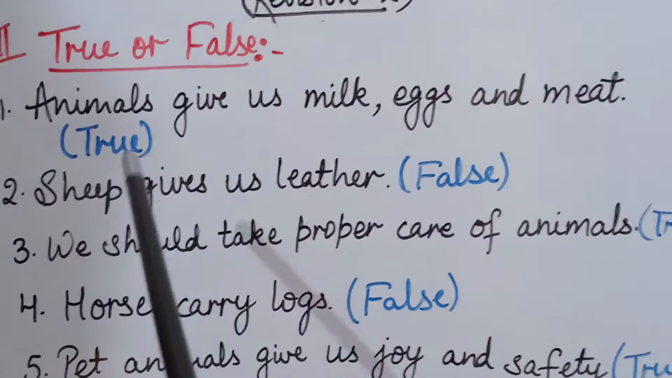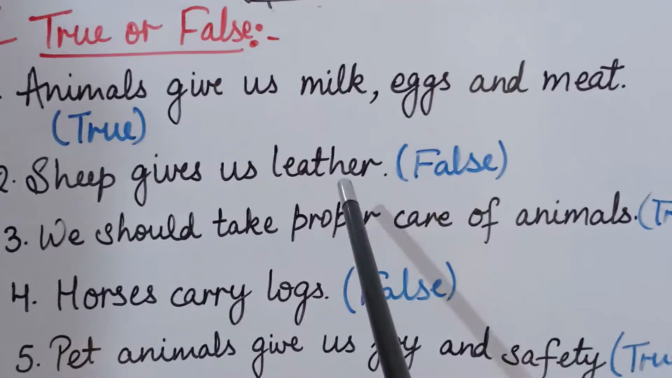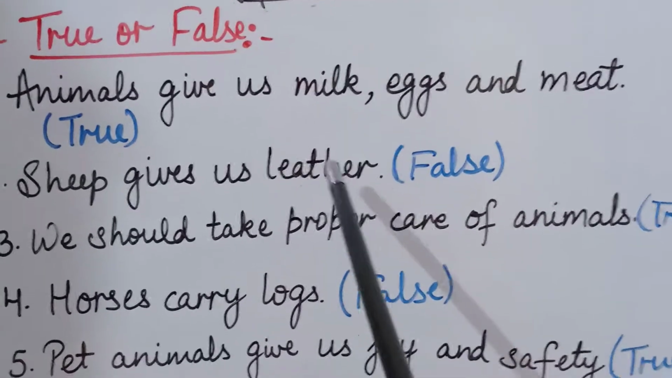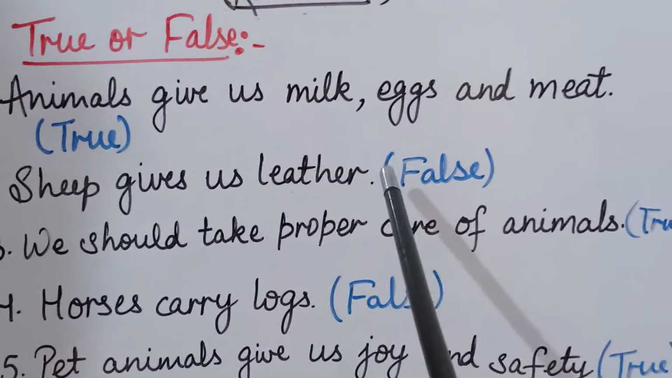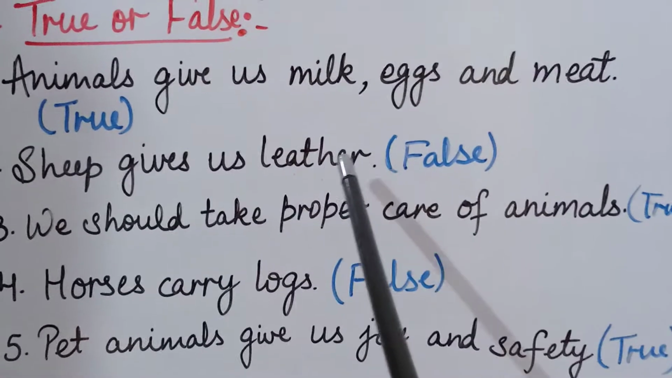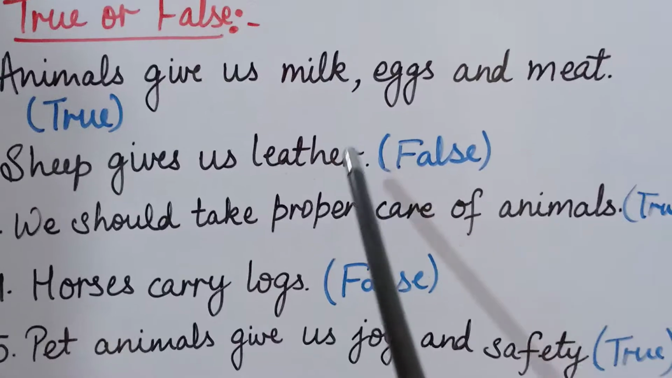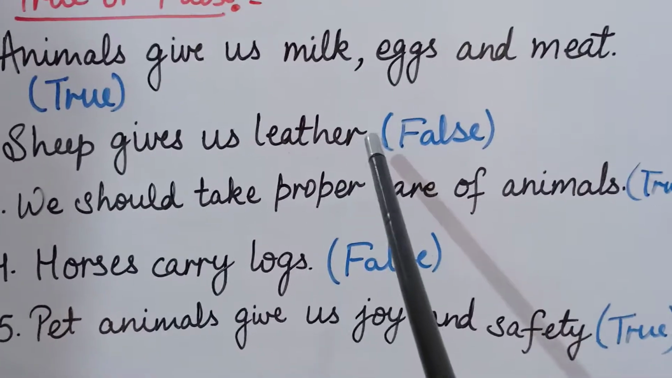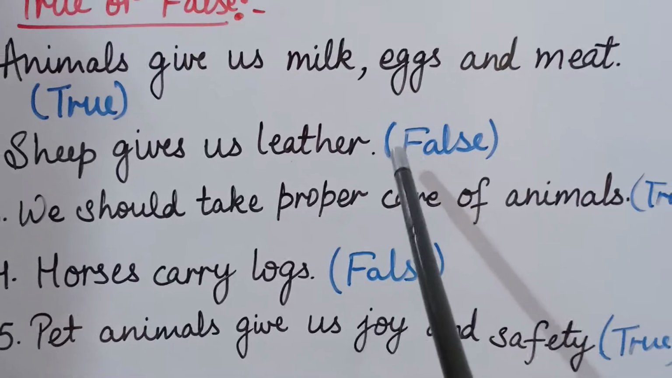sheep से हमें wool मिलता है और leather हमें किससे मिलता है? Animals, dead animals की skin से. And who are those animals from which we get leather? The animals from which we get leather are buffaloes, camels, snakes and crocodiles.